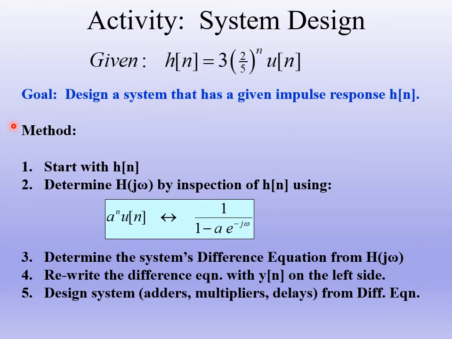So here are basically the steps again, which will help guide you. You're going to start with this impulse response, and you're going to first find the frequency response by inspection, using this same result like we've been using all along. From the frequency response, step 3, you're going to write the difference equation by inspection. And then rewrite the difference equation with y of n on the left side, and finally draw a block diagram of the system, design the system using adders, multipliers, and delays using that difference equation.